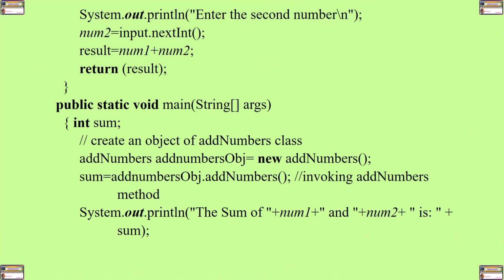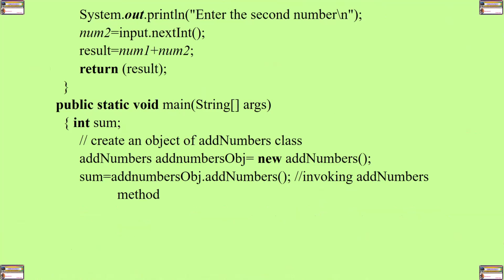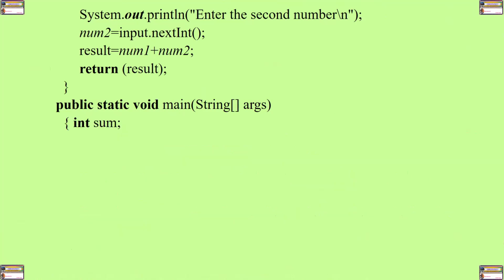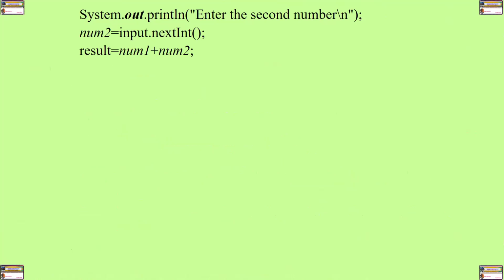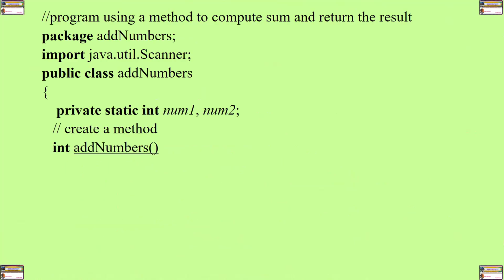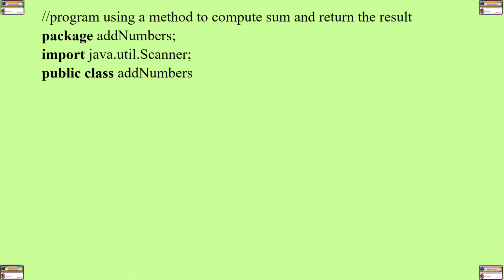Now, as you can see, we have num1 and num2 being accessible from here. Why are num1 and num2 accessible? Because you can see that we have not declared num1 and num2 in our main. Neither have we declared num1 and num2 under the method called add numbers. The reason is simple. It is because num1 and num2 have been declared with a global scope. And this global scope is the scope of the class called add numbers.